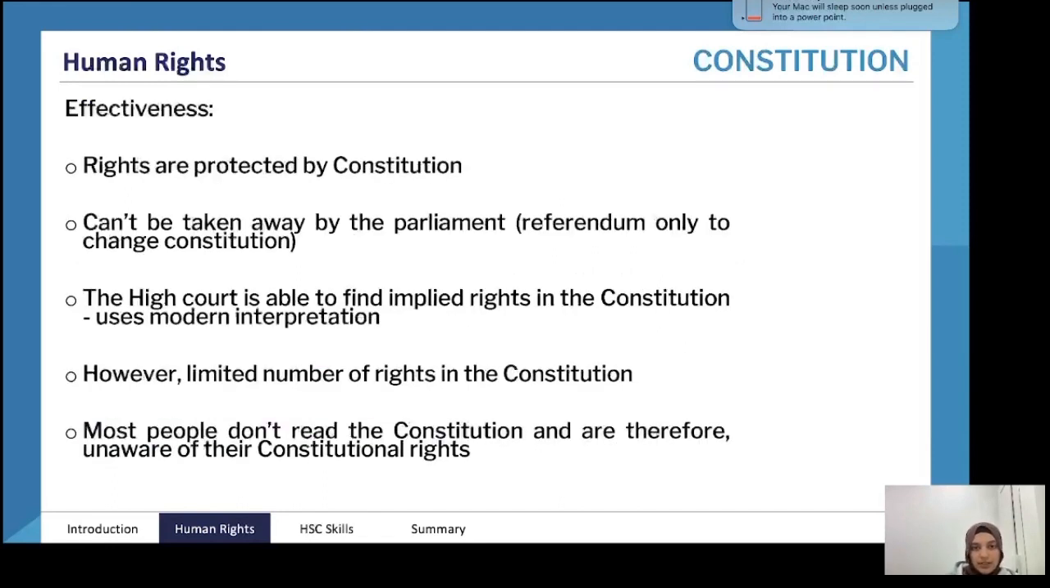Great, so effectiveness: rights are protected by the Constitution. They can't be taken away by Parliament. Only a referendum can change the Constitution. So the High Court is able to find implied rights in the Constitution using modern interpretation. However, there are a limited number of rights in the Constitution. Most people don't read the Constitution and are therefore unaware of the constitutional rights, which is actually an argument for the Charter of Rights, which is just one document with all of your rights in there.